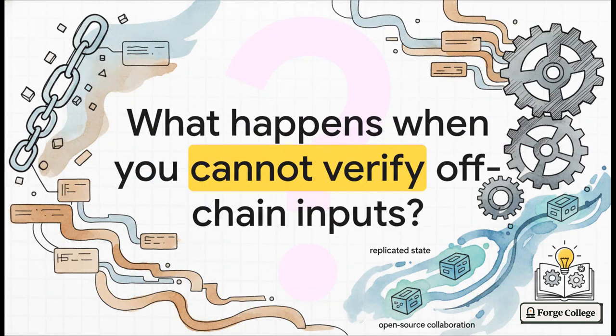Which leaves us with a pretty provocative question to chew on. What happens to trust when execution relies on off-chain inputs that you cannot independently verify? It is a massive critical tension in Web3 design, and it sets us up perfectly for our upcoming lessons on open-source collaboration and oracle mechanics. Understanding this mechanical engine, replicated state, determinism, open-source verification, this is your absolute foundation.